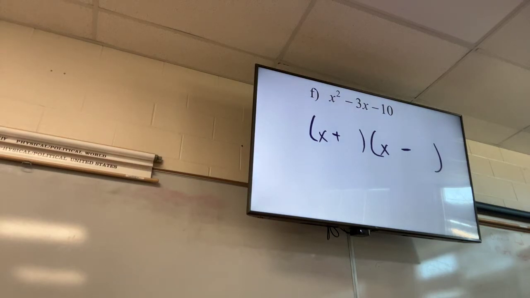Why the negative? It's negative in the middle here. I want to make sure I have a negative left over. Does that make sense? When I'm done FOILing, I want to make sure I have a negative left over.